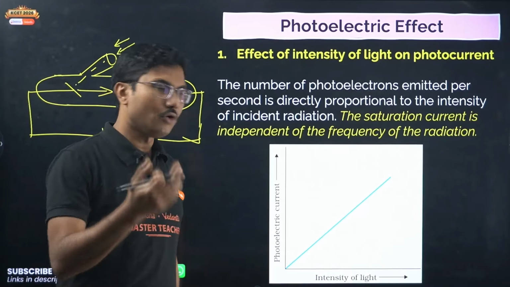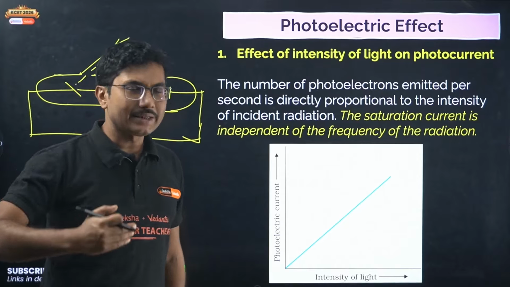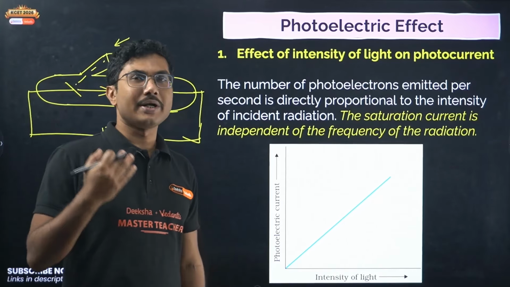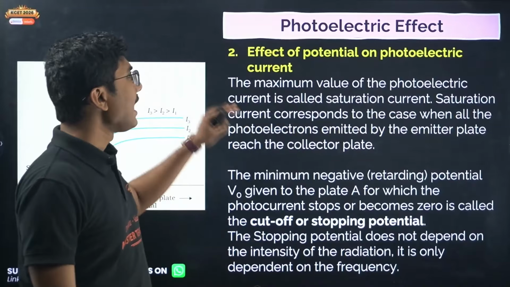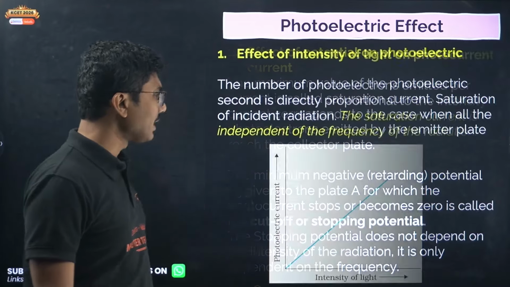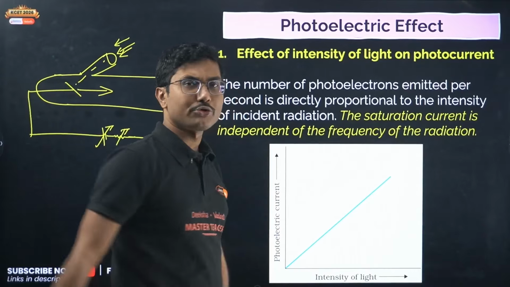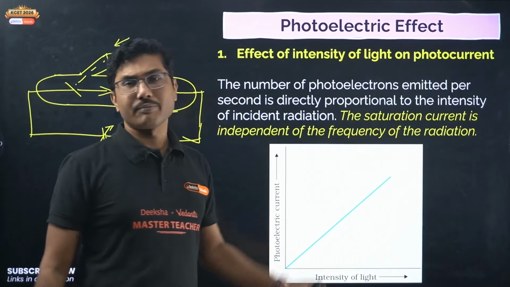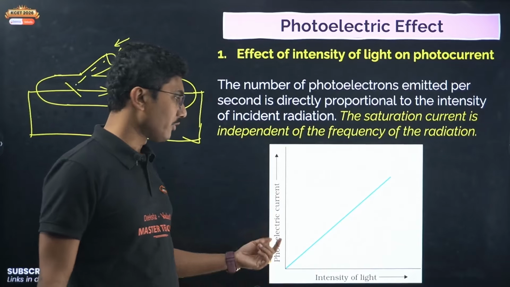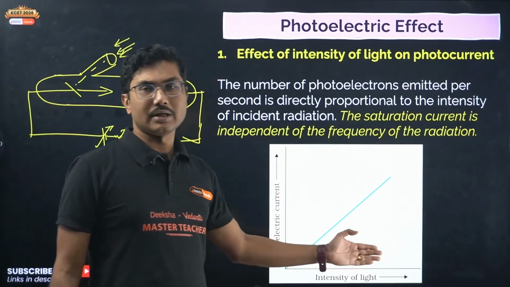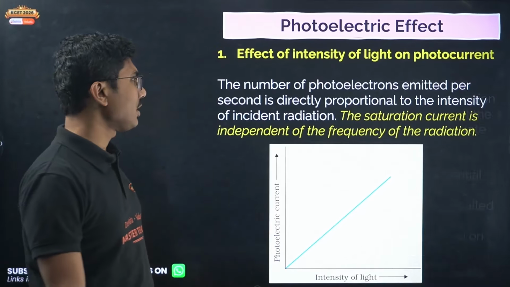Even though frequency is important to start the process, the current you are getting is not dependent on the frequency of light. If you plot the graph of photoelectric current and intensity of light, it is directly proportional. So it is a straight line graph passing through the origin. Obviously if the intensity is 0, you are not going to get any photoelectrons, and as you increase the intensity of light, you get a straight line graph.